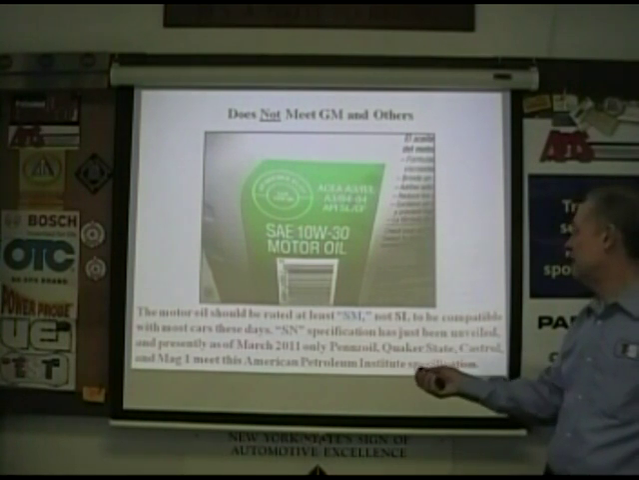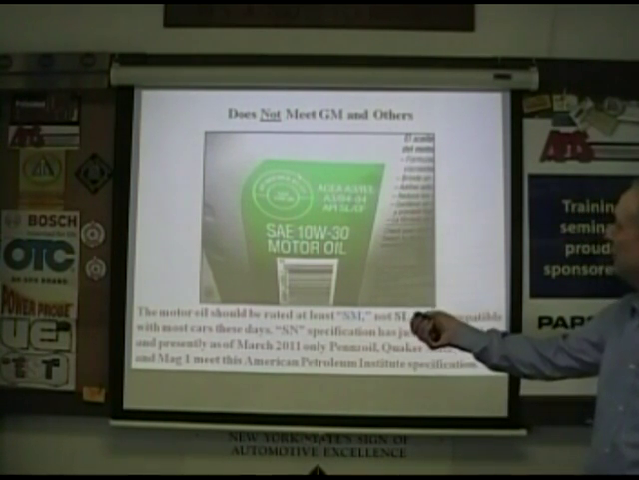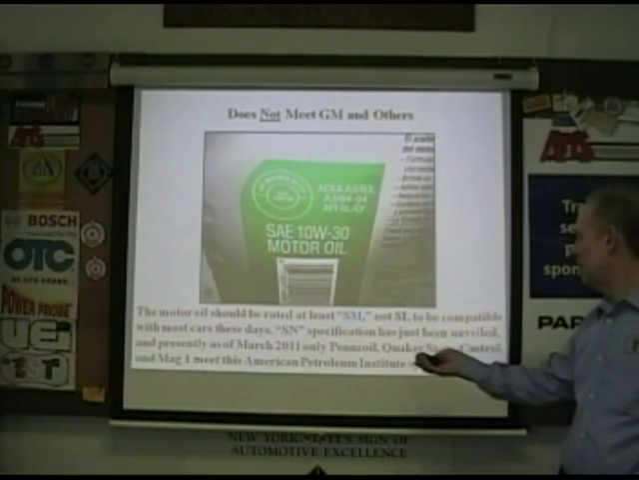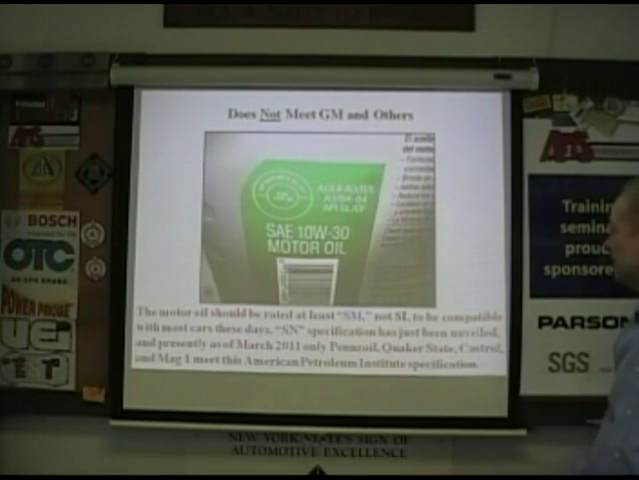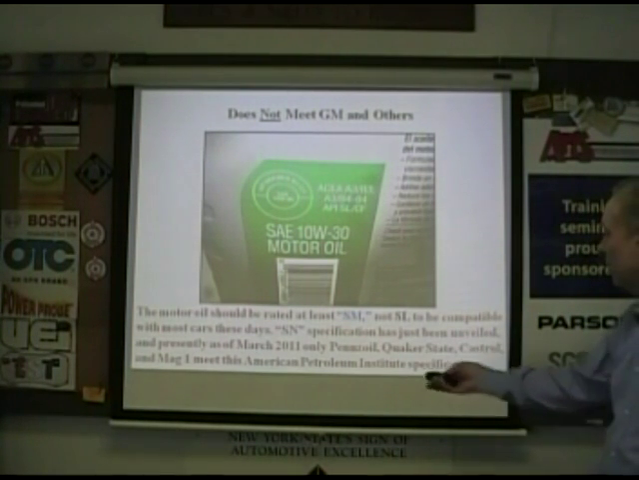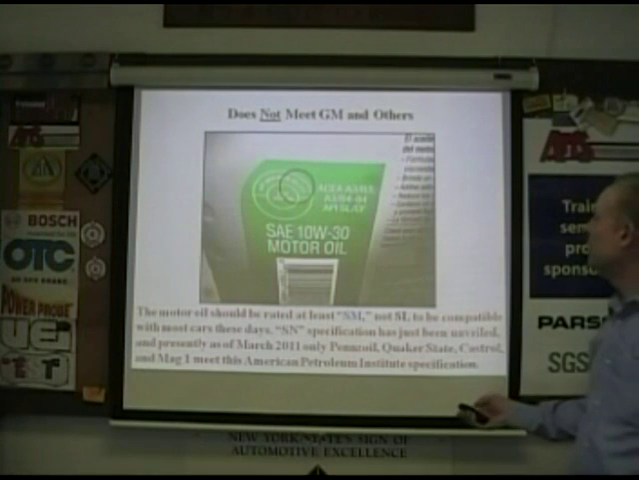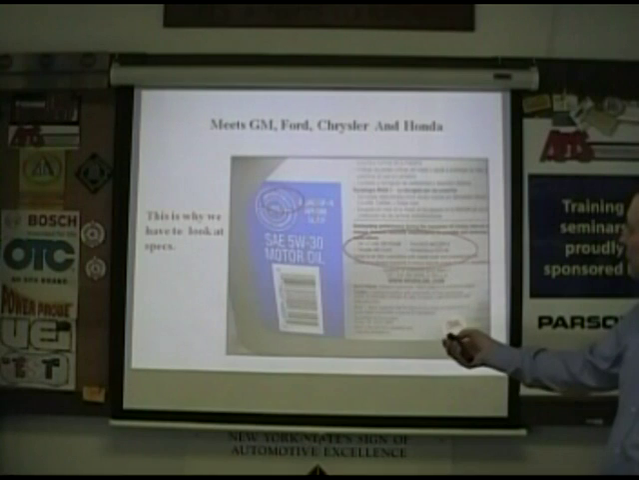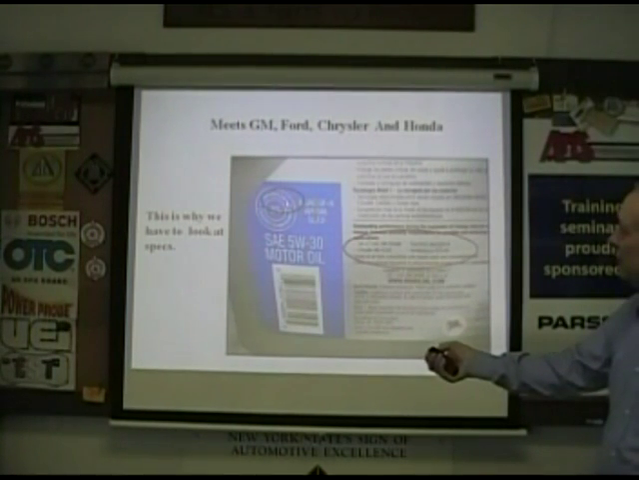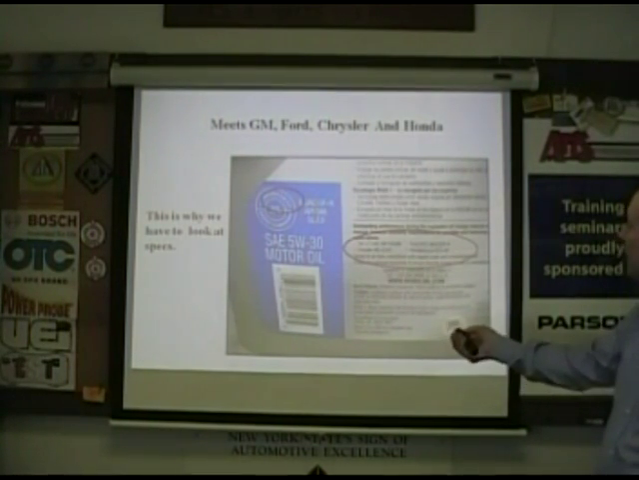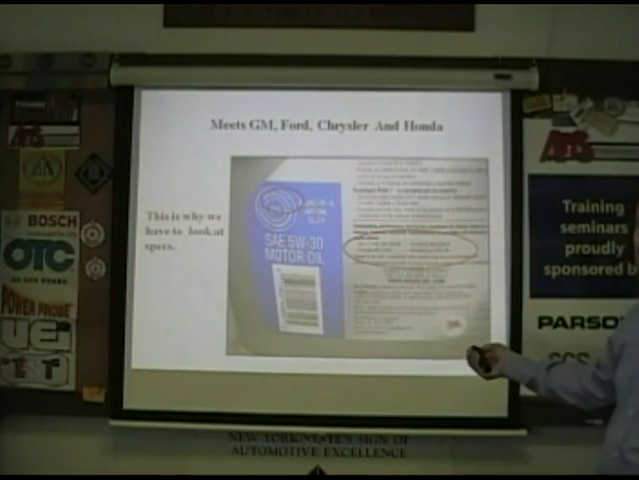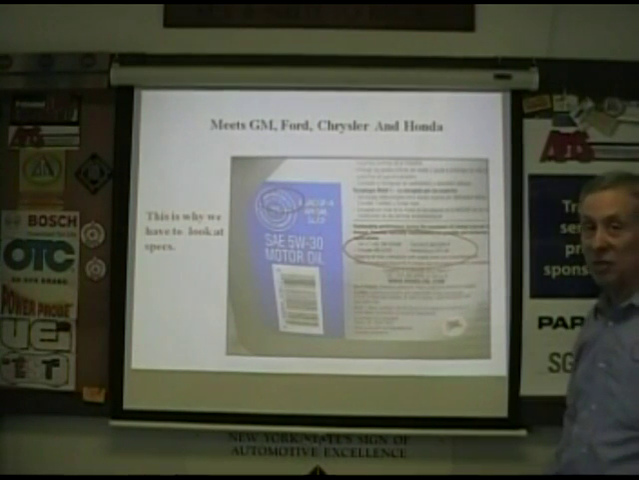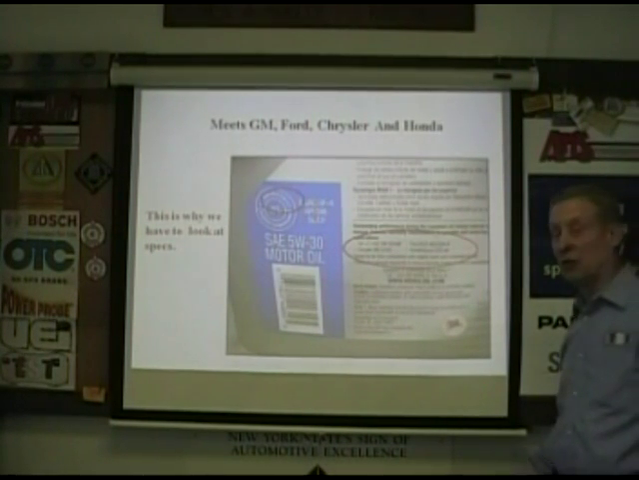We want to see the spec right here on the back of the can or bottle. And the SN spec has been unveiled. It's been out in a few brands, as you can read on this slide here. So you're looking at that, and again, you want to look at the SAE, the API spec. Then you want to look for manufacturer-specific specifications. In this case, GM, Ford, Chrysler, and Honda. What's missing here is a BMW spec or a Volkswagen spec.